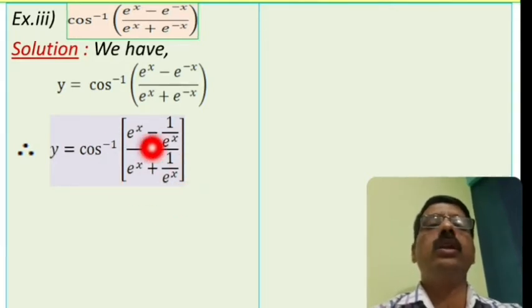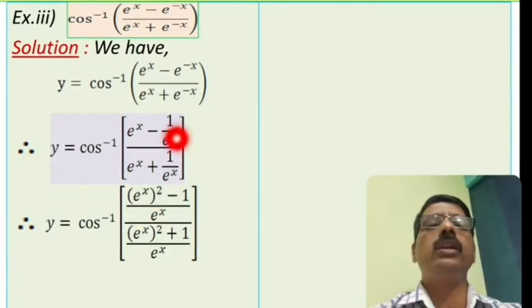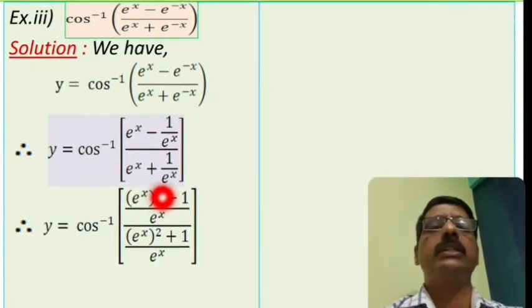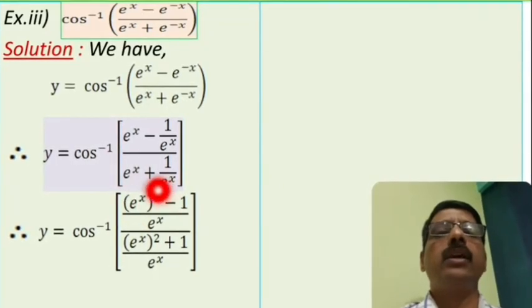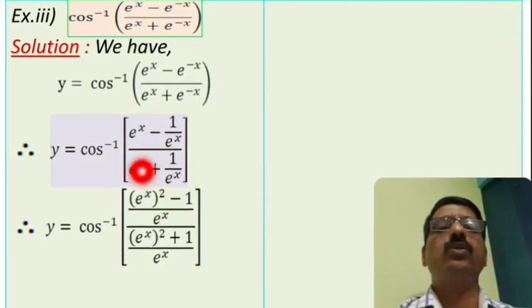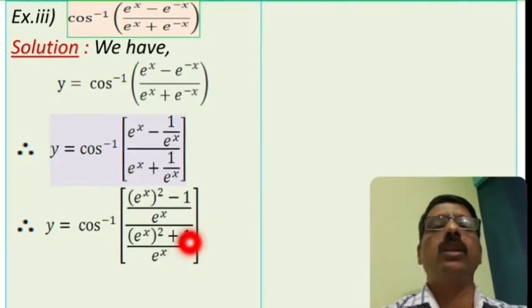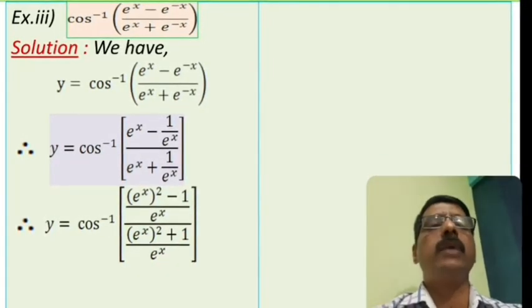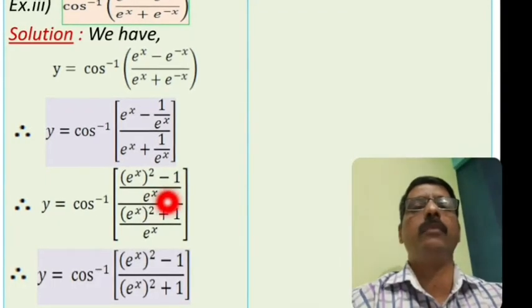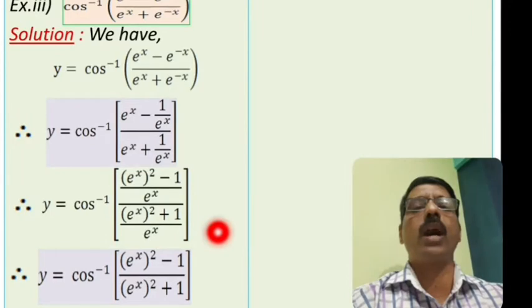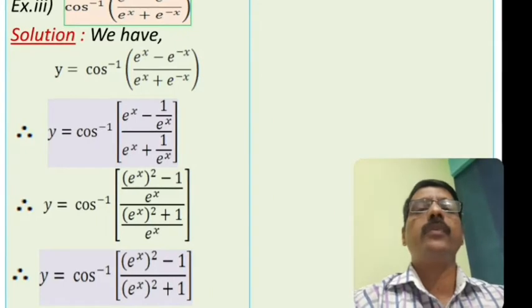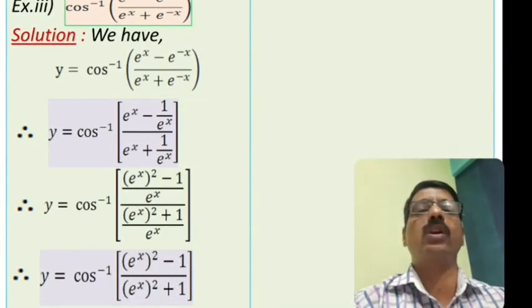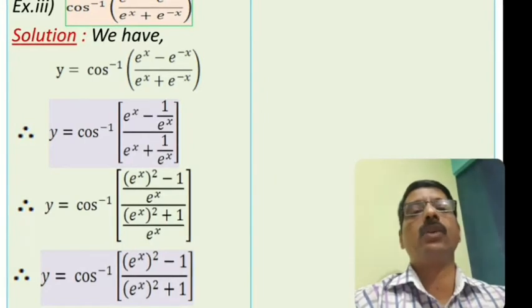Now taking the LCM of the numerator and denominator, here e raised to x into e raised to x, that is (e raised to x) bracket square minus 1 upon e raised to x, whole divided by, again taking the addition of these two fractions, that is (e raised to x) bracket square plus 1 upon e raised to x. Simplifying this, e raised to x and e raised to x get cancelled. Only remaining is y equal to cos inverse of ((e raised to x) square minus 1) upon, in the denominator, (e raised to x) square plus 1. Okay, that is our given function.